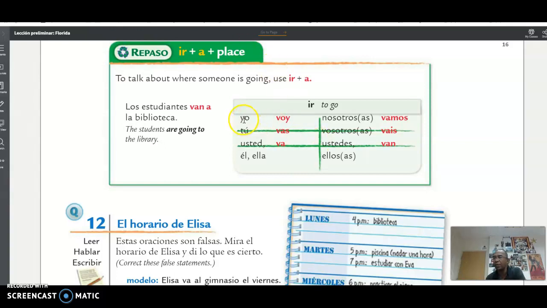So these are the forms. Yo voy, don't forget to put a after. Tú vas a. Usted va a. Él va a. Ella va a. Nosotros, in the plural side, vamos a. Vosotros vais. Ustedes van, ellos, ellas, ellos y ellas van. But don't forget, always include a right after the verb, okay? It's imperative that you do that.